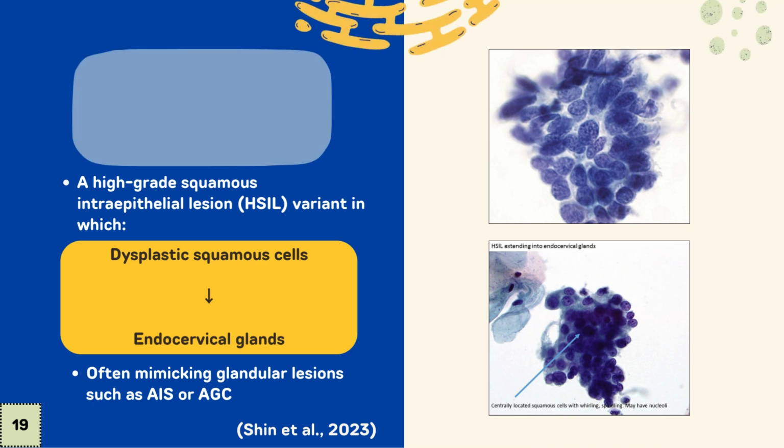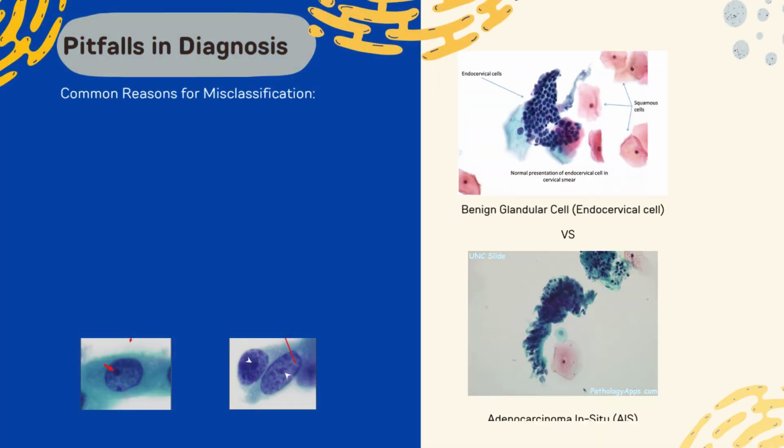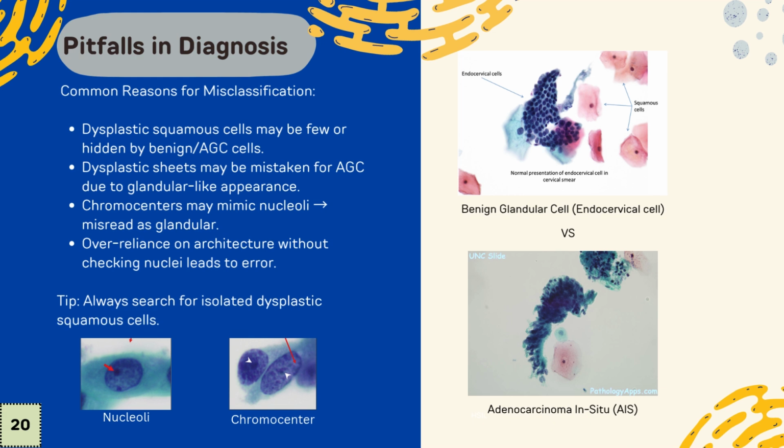Thank you. Next is HSIL with glandular involvement. HSIL with glandular involvement is a variant of HSIL where the dysplastic squamous cells extend into the endocervical glands. This type of lesion is important because it often mimics glandular lesions such as adenocarcinoma in situ, AIS, or atypical glandular cell, AGC, making diagnosis challenging. Now, I will be presenting one of the major pitfalls in cytology, misinterpreting HSIL with glandular involvement as a glandular lesion with AGC or AIS. Let's start with the common pitfalls.